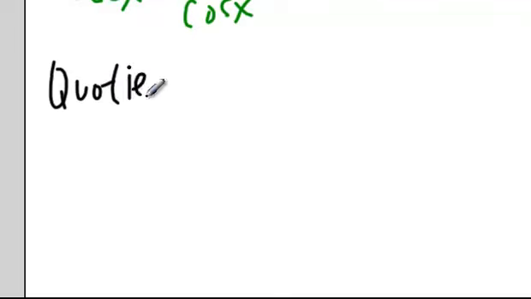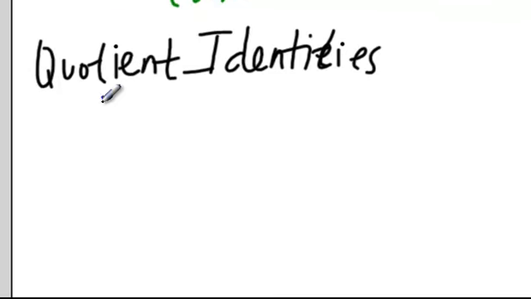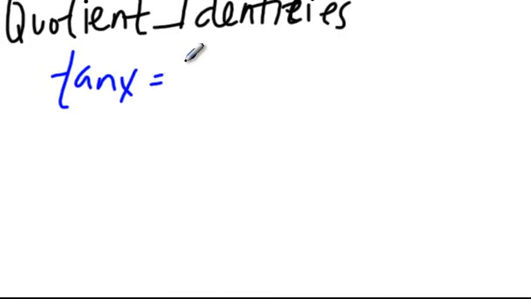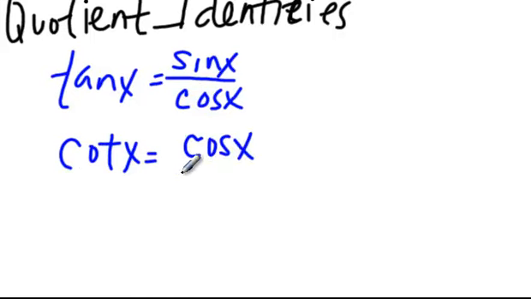And you'll understand better. So the quotient identities, I misspelled that, is tangent of x equals sine over cosine of x, and cotangent of x is cosine of x over sine of x.